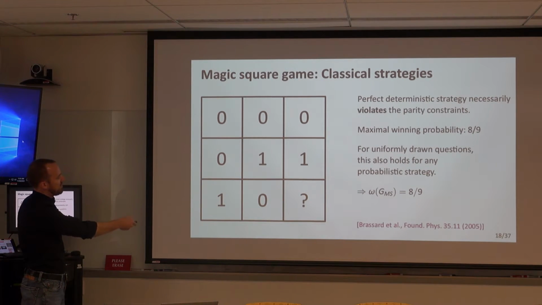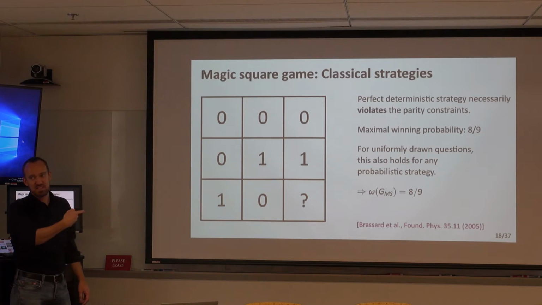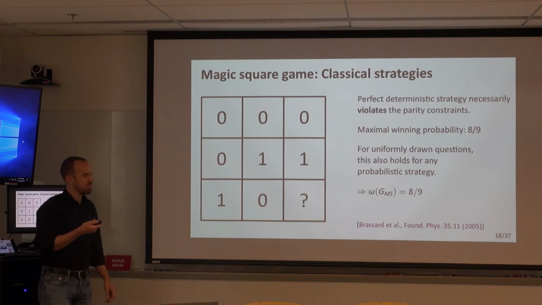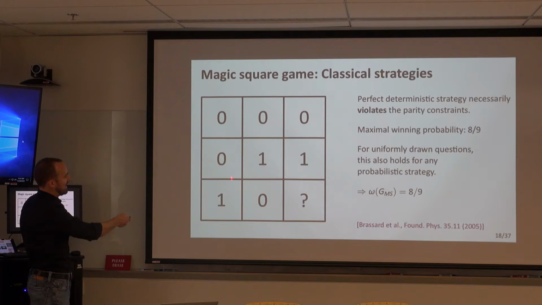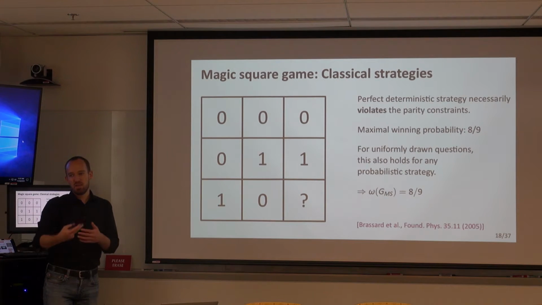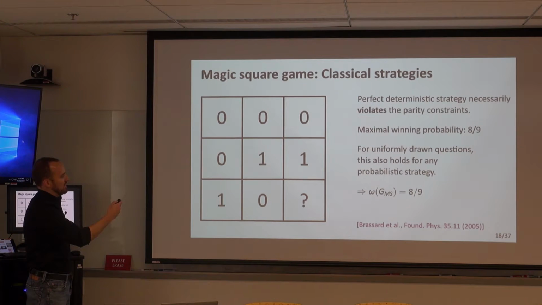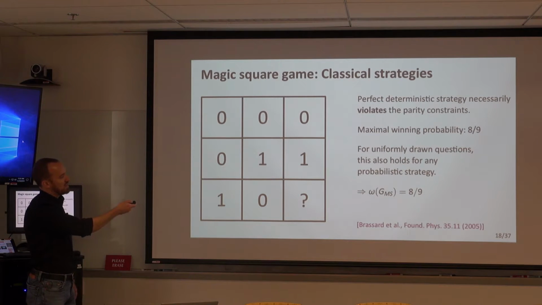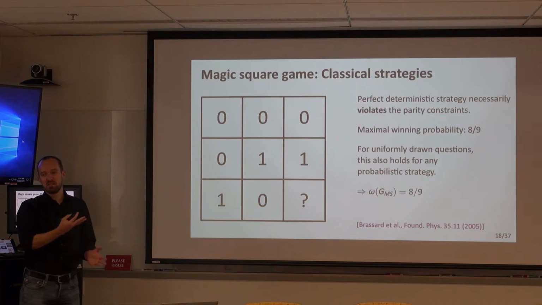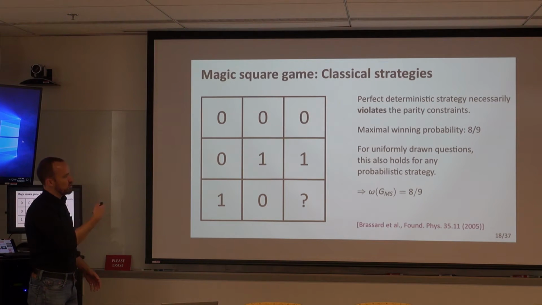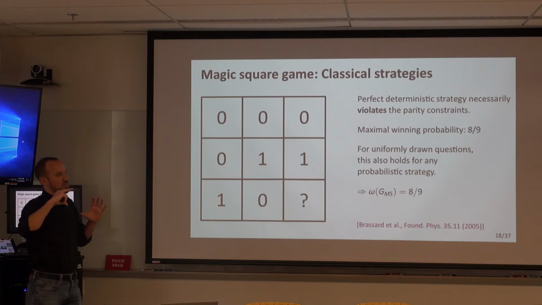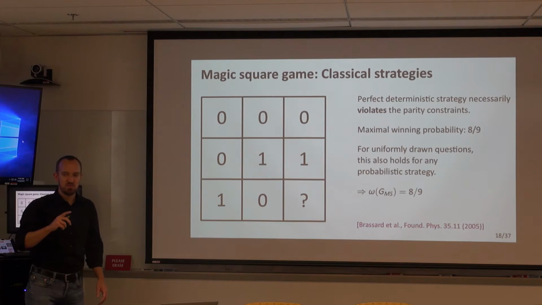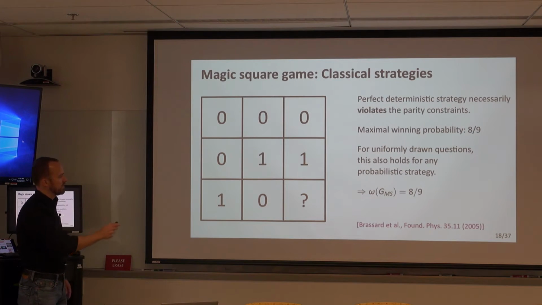Yeah? And the fact that there's a problem in the last, 9th cell means that the maximal winning probability using a deterministic strategy is 8/9. Okay? Because I can handle 8 of the 9 cases by using a filling, but in the 9th one I will have a problem. And this is now important. If you draw the questions uniformly, then you can show that the same value is also true for any probabilistic strategy. Because for uniformly drawn questions, for every probabilistic strategy, there is always a deterministic one which achieves the same value. Which I think doesn't hold if it's not uniform, but I'm not actually sure about this.